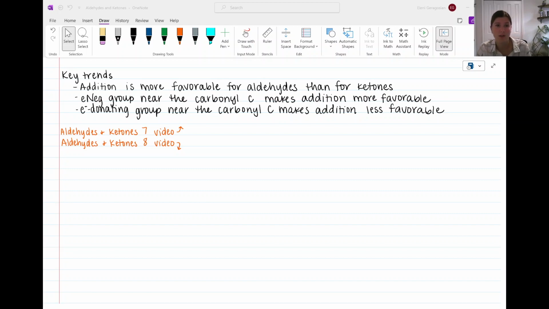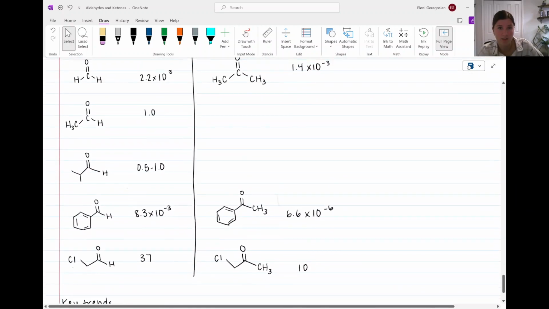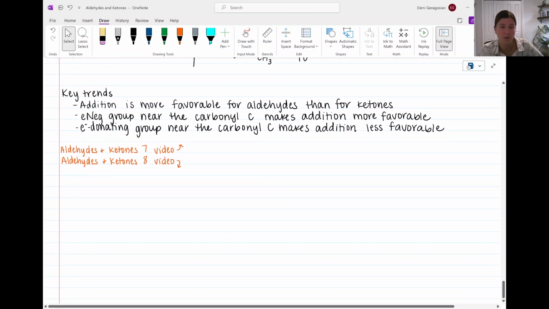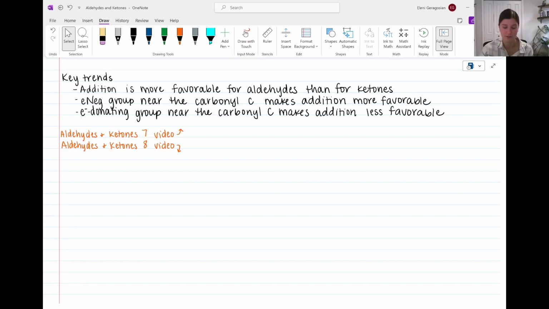In the previous video, Aldehydes and Ketones 7, we looked at some KEQ values for aldehydes and ketones in nucleophilic addition reactions. And we have some key trends that we wrote at the end of the video. So addition is more favorable for aldehydes than for ketones. An electronegative group near the carbonyl carbon makes addition more favorable. An electron donating group near the carbonyl carbon makes addition less favorable. In this video, we're going to use structures and a diagram to understand why this is the case.